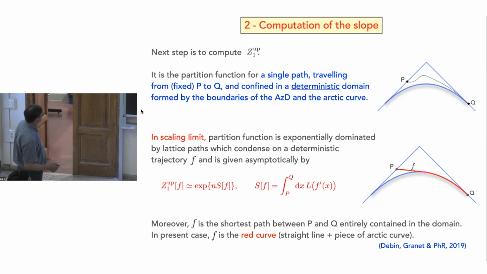We can also compute the combined contributions of the lattice paths which condense on F, and it's given by this. It's given as a kind of action which depends on a so far unknown function L. I'll just tell you in a moment what this function L is. So once L is known, in principle we know that the partition function for this single path is this, a known thing.